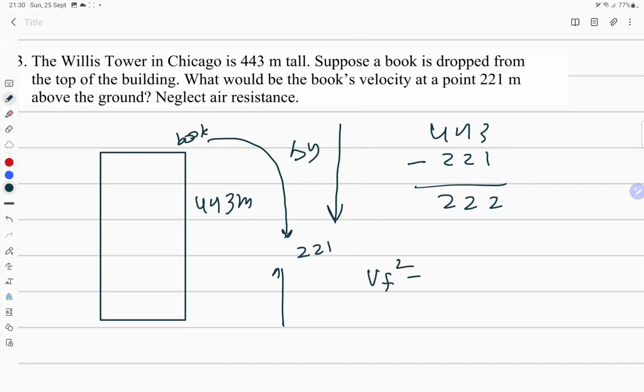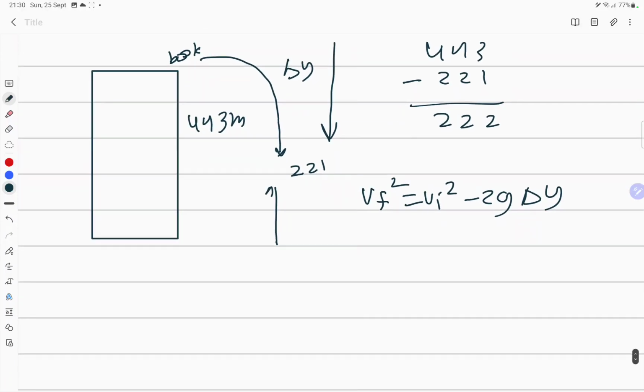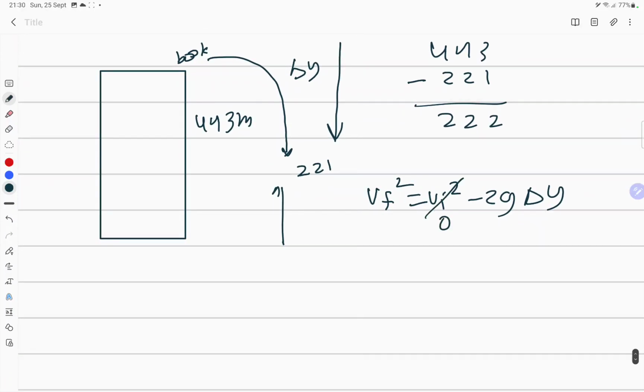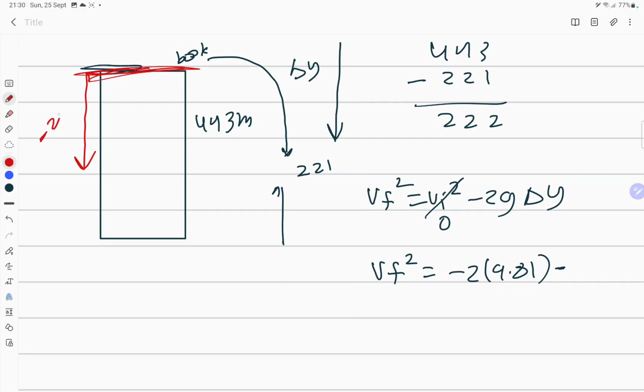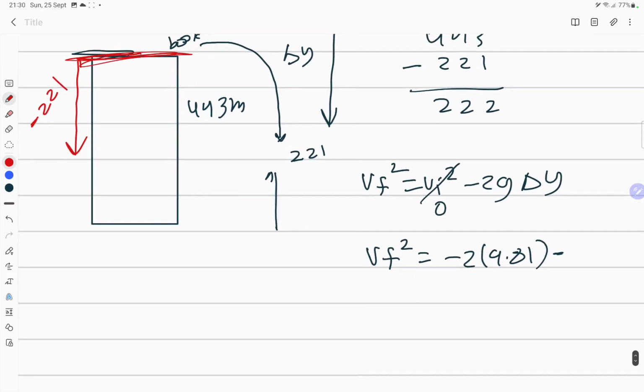V final square is equal to V initial square minus 2g delta y. In this case, V initial is 0, so V final square is equal to minus 2 times 9.81, but this time you should put negative because I'm moving downwards. This is my reference point. I spoke about this in the class. So going downward, it's negative 222 based on my reference.